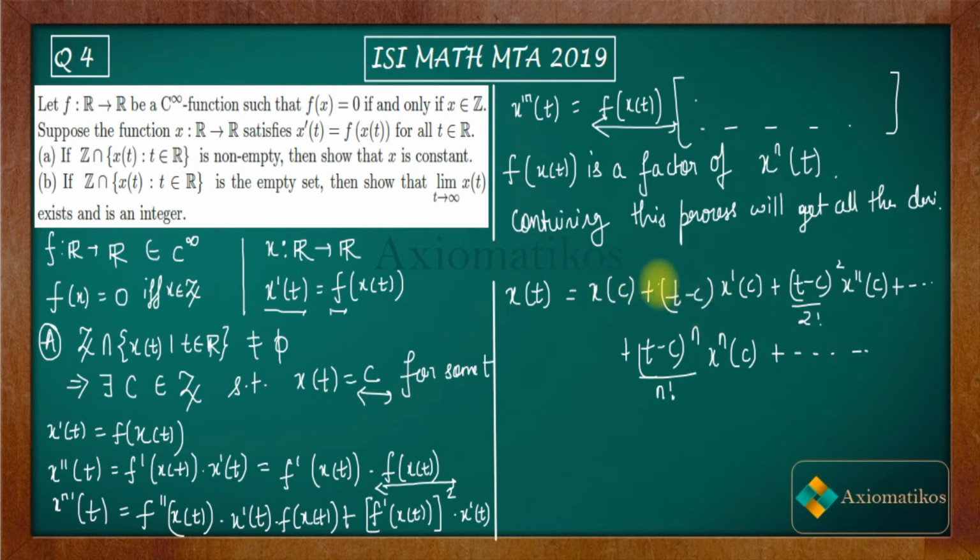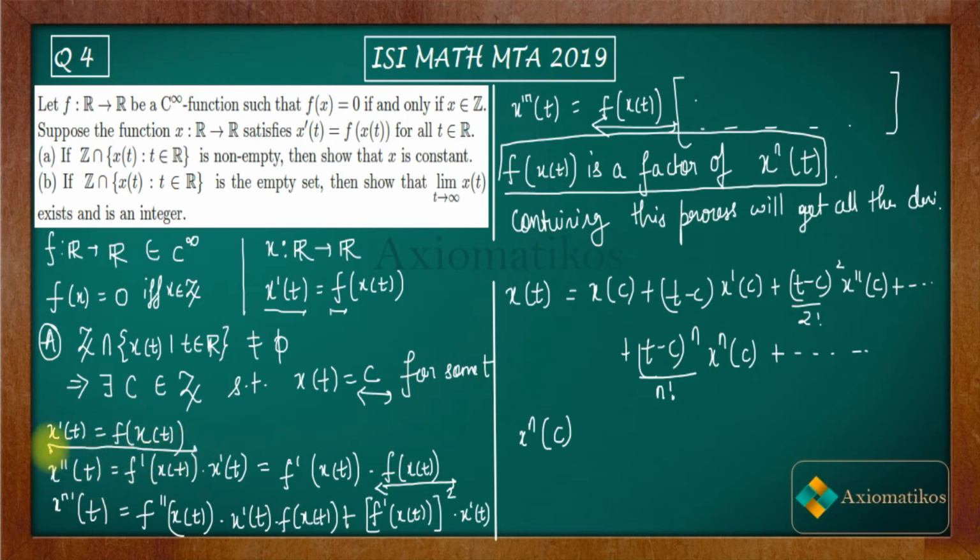Now what was important is that f of x(t) is a factor of x^(n)(t). This was important. So calculate x^(n)(c). What is x^(n)(c)? See from here, for n greater than or equal to 1, it is equal to f of x(t) for some t. Let us write this t as t naught. Now it will be clear. Are you getting my point or not? So this x^(n)(c) is equal to f of x(t naught) multiplied with something. We don't have to write this part.